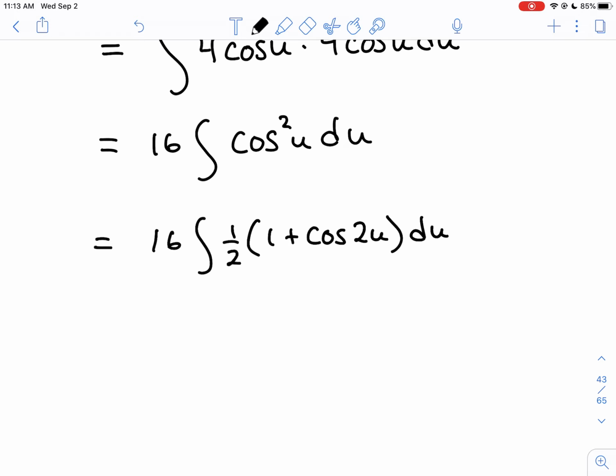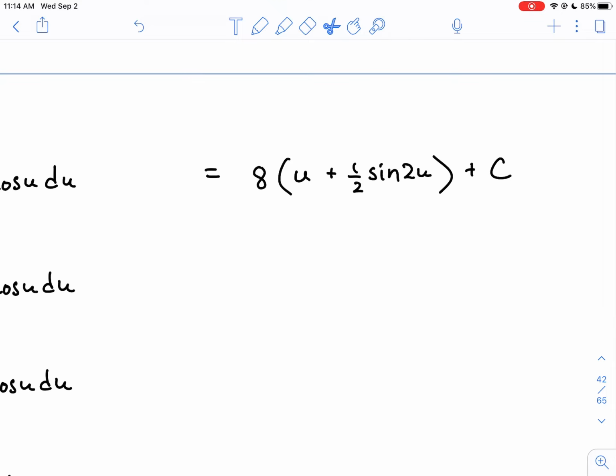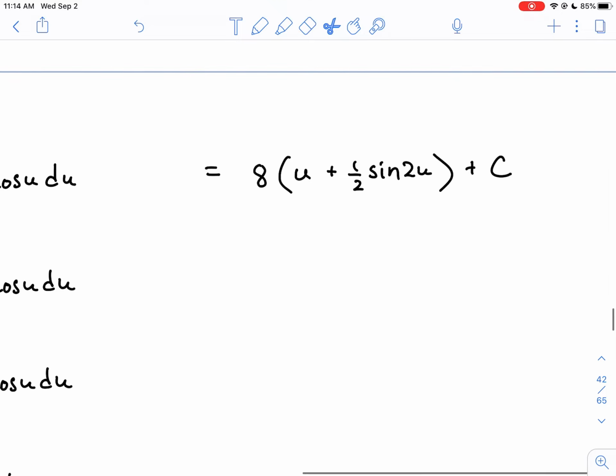The 1/2, I'm going to just go ahead and multiply it with the 16 and make an 8. So we have to anti-differentiate the 1, which is u. Don't forget that we have to do it with respect to u. And then anti-differentiate cosine 2u. That's going to be sine 2u, but with a 1/2 in front to counter the chain rule. And then plus c. Okay, I'm going to distribute the 8 across the parentheses first. So we have 8u plus 4 times the sine of 2u.